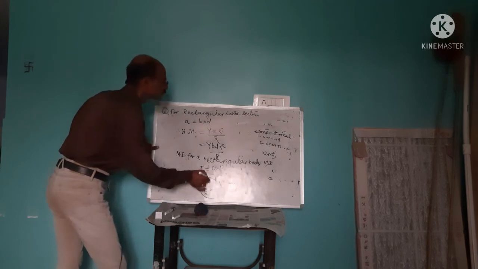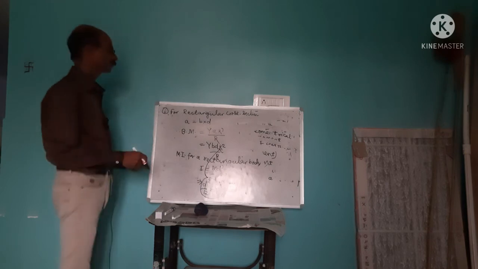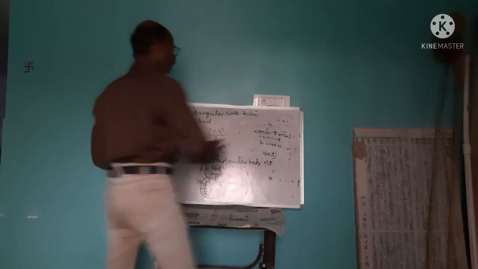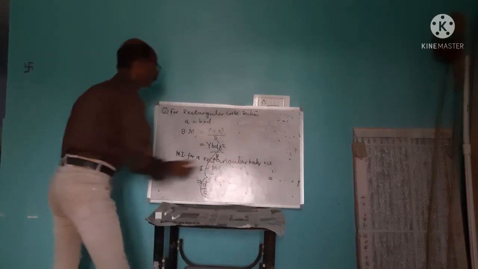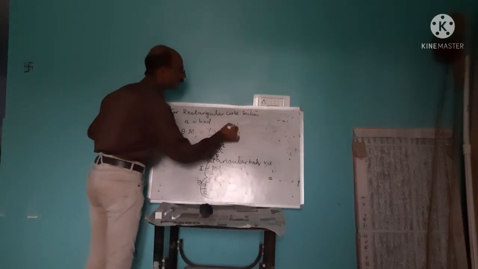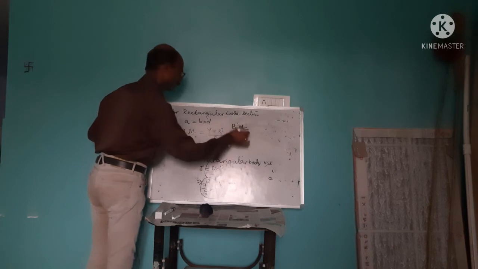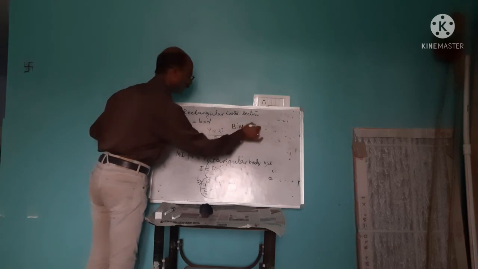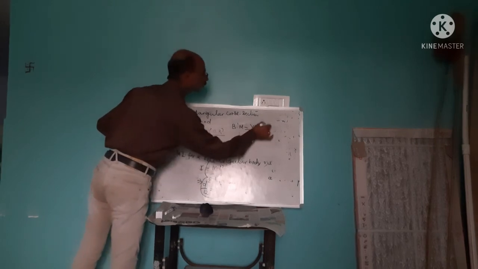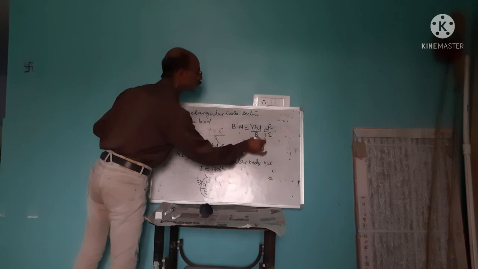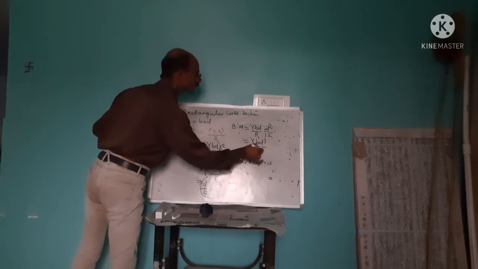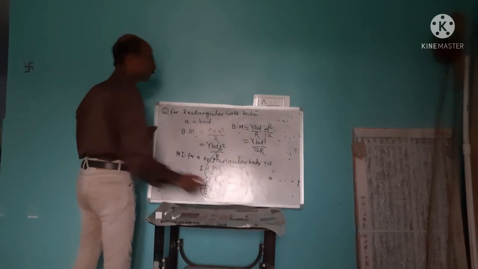Now use this here. Then bending moment will be equal to Y b d by R into d square by 12. This implies bending moment is equal to Y b d cube by 12 R. This is for a rectangular cross section.